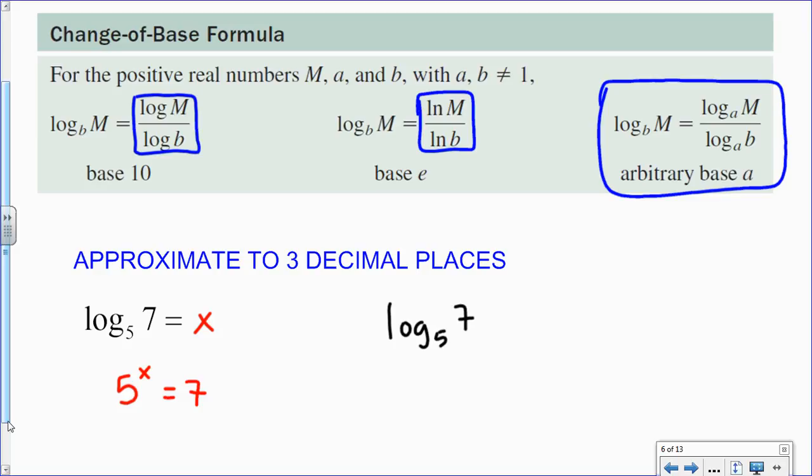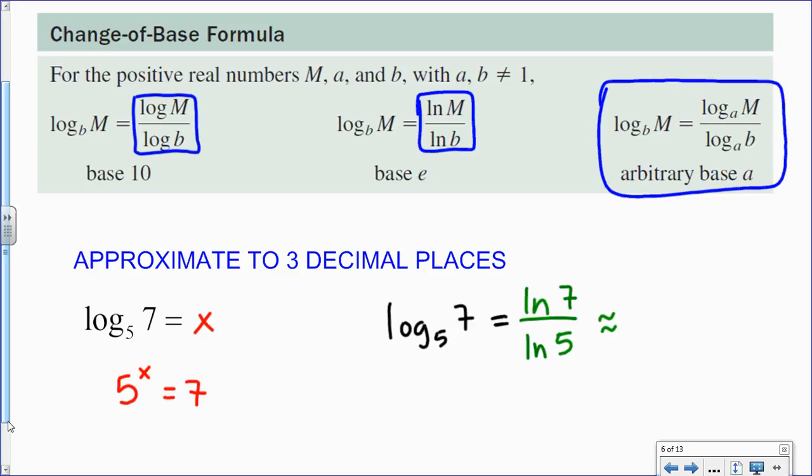Okay, so what I'll do is I'm going to use change of base. I'll use natural log. So what I do is I'll do natural log of 7, so the big number goes on top, over natural log of 5. The base goes on bottom, and that becomes what you're taking the log of. Okay, so type that in. Natural log of 7 divided by natural log of 5.